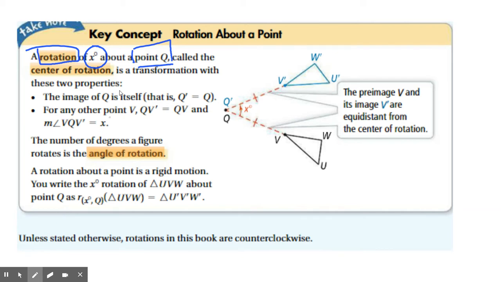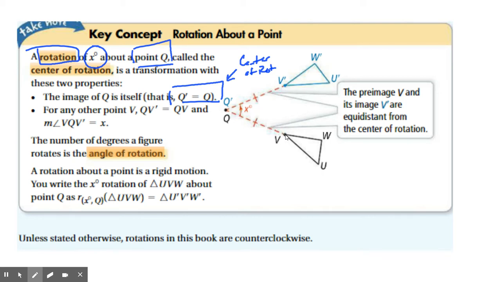So, a couple rules here. Number one, if the pre-image Q is the center of rotation, then Q prime will be Q. Again, that is only if Q is the center of rotation. Sometimes you do have a figure, and one of the vertices is the origin. So that point will stay put. All of the other points are going to rotate in this fashion.